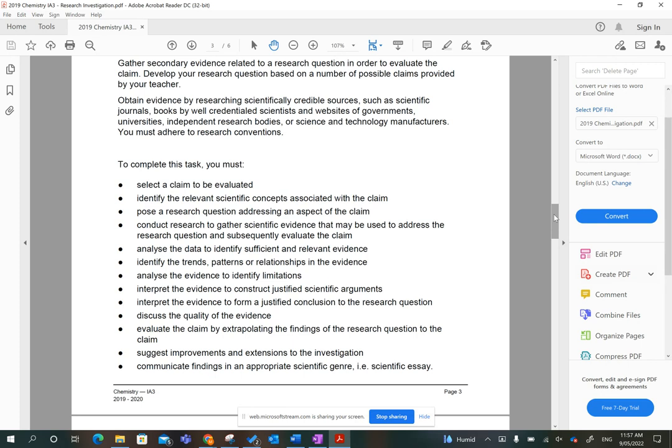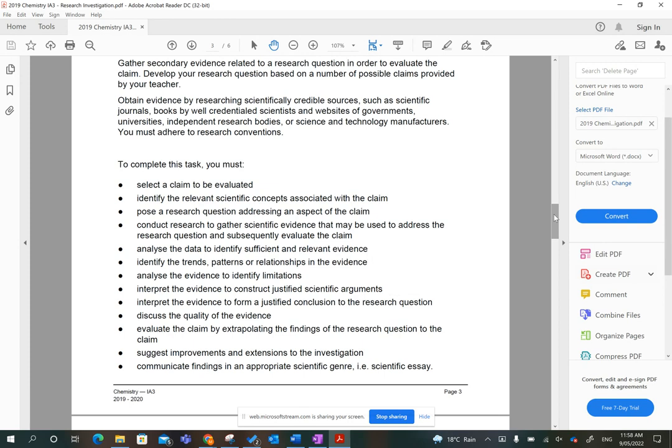So you'll be given a series of claims by Dr. Thomas and myself. You'll choose one of those claims, figure out what that claim means or what the relevant chemical concepts are that are associated with that claim, and use those concepts to pose a research question. Okay. And that research question has to be linked to some aspect of the claim. It doesn't have to be linked to all parts of the claim, but it does have to be quite specific.